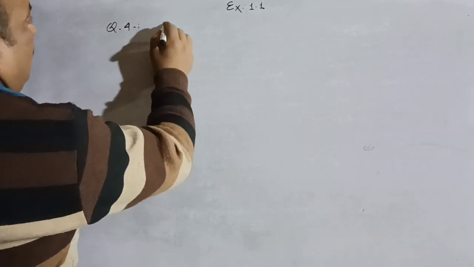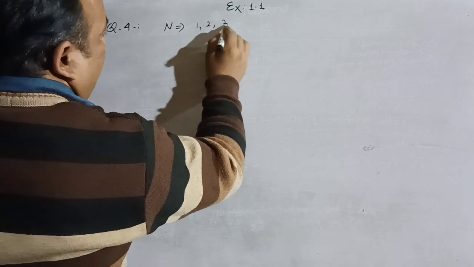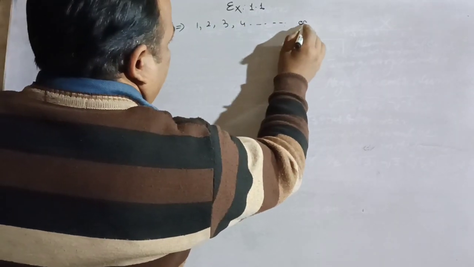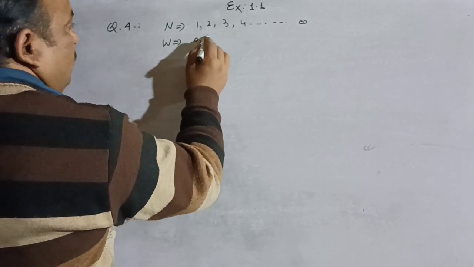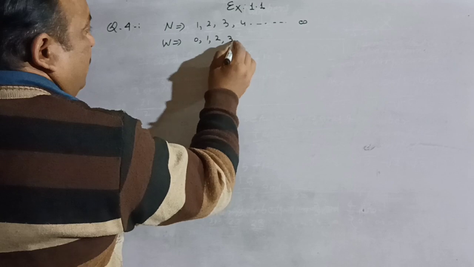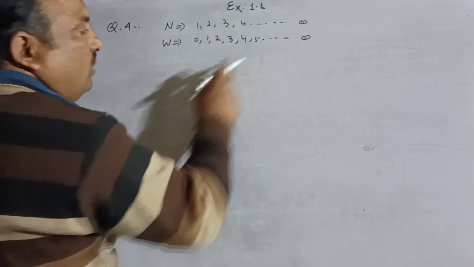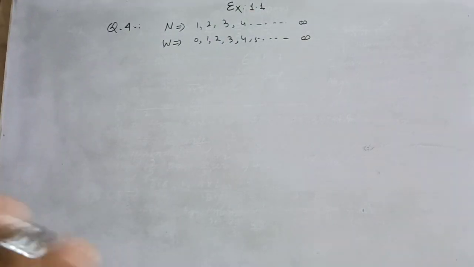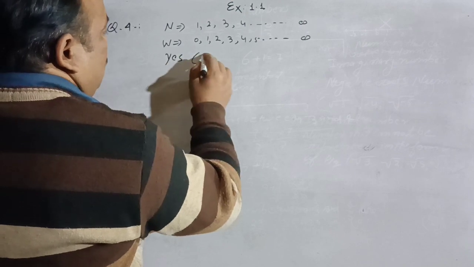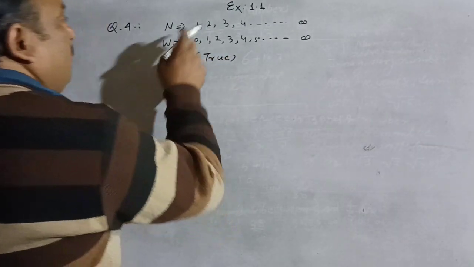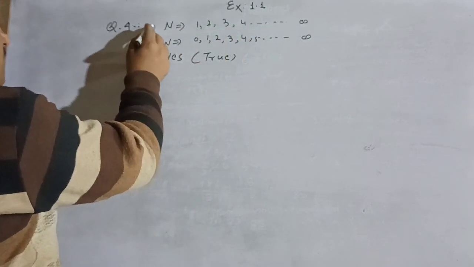The natural numbers are 1, 2, 3, 4, and so on to infinity, and the whole numbers are 0, 1, 2, 3, 4, 5. So every natural number is in the whole numbers, therefore every natural number is a whole number. Yes, this is true, because every natural number is a whole number. This is the first part.